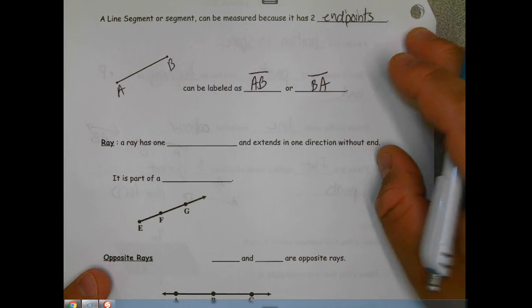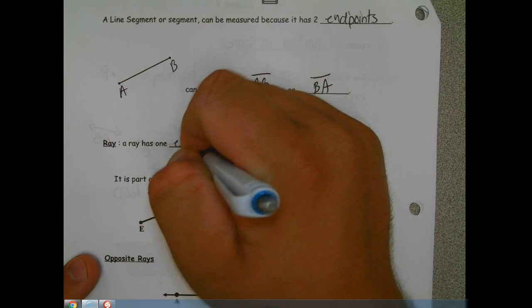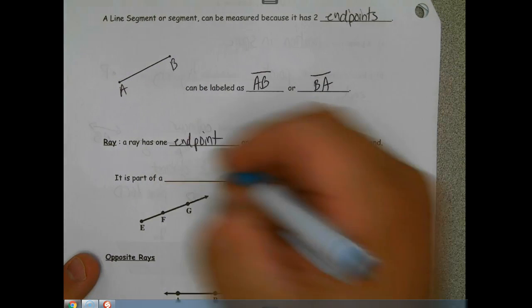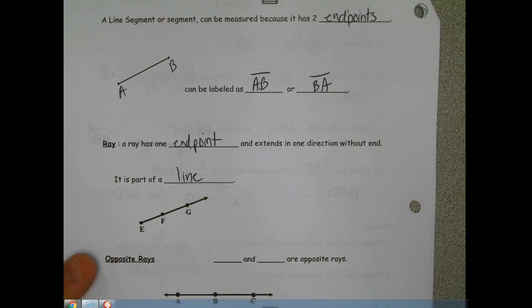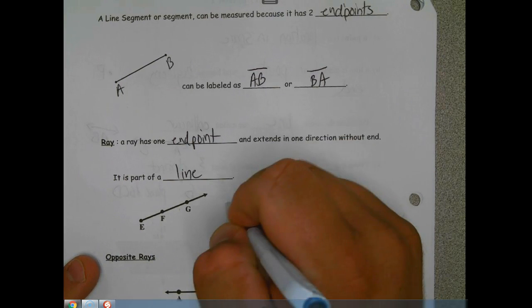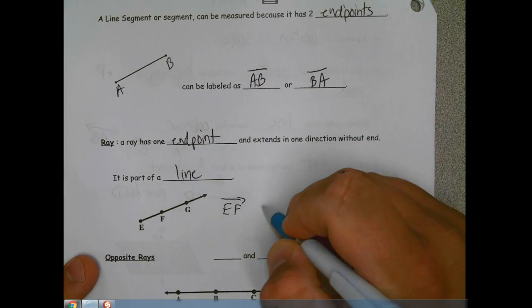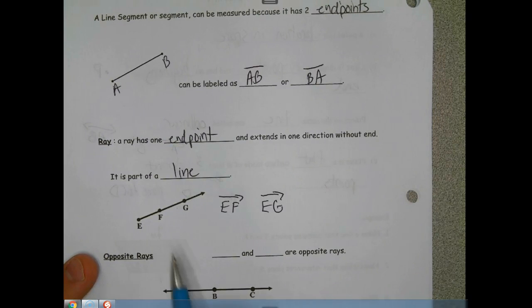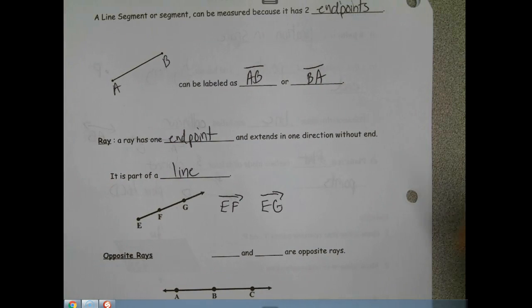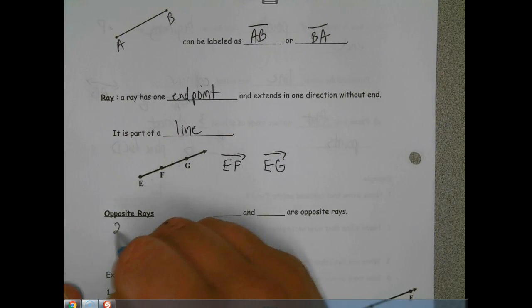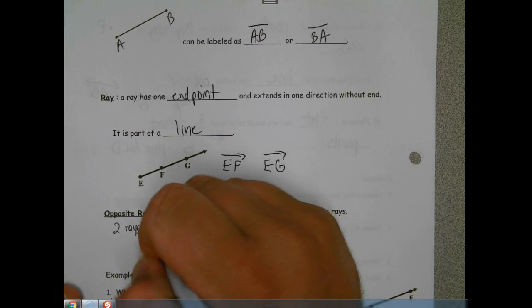However, a ray cannot, because a ray has one endpoint and extends in one direction without end. It is part of a line. So when you name this ray, you can only name this ray EF or EG. But notice the consistency thing is that E has to come first because it's the endpoint going in the direction of F or G. Opposite rays are two rays that form a line.